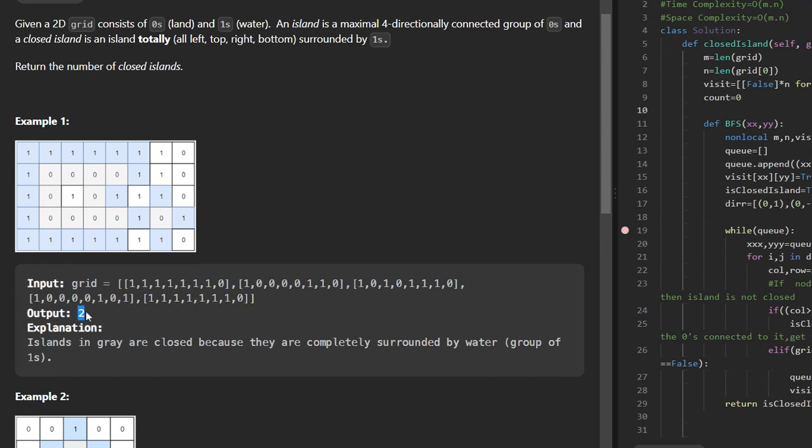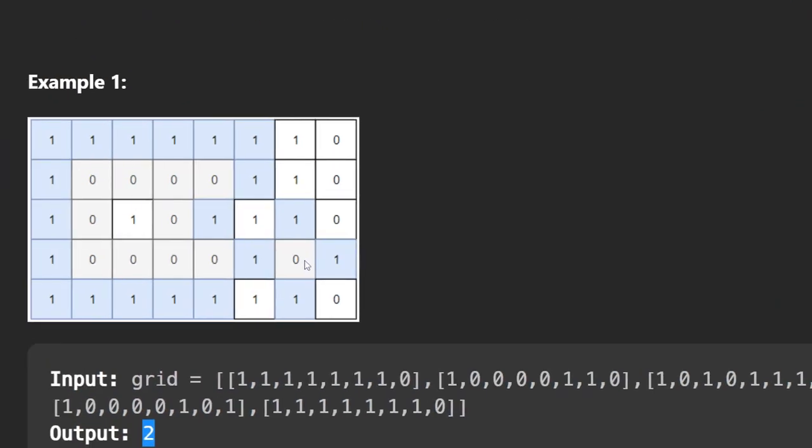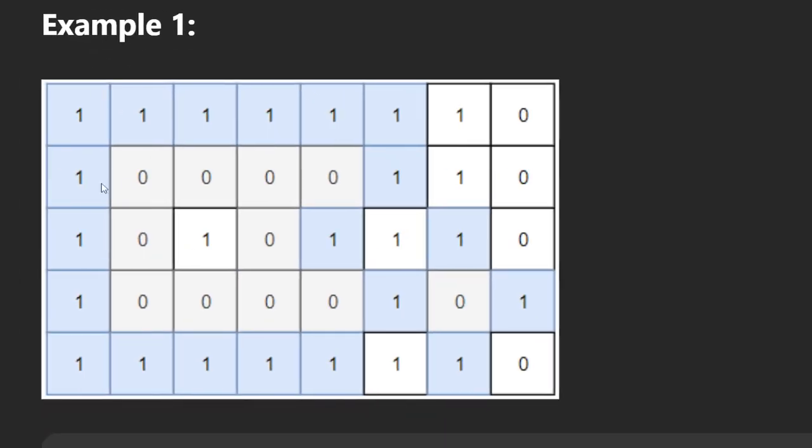So what are the two regions here? First of all, this zero has water along its top, right, bottom, and left. Similarly, see my mouse pointer, this row, then this column, this row, and this column. These are all surrounded by water along all four directions. That's why it's an island.